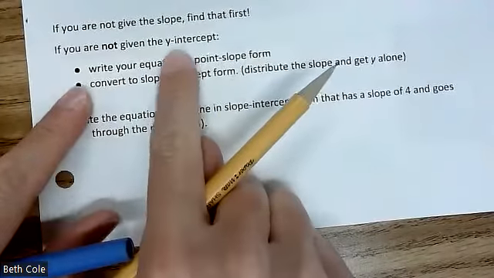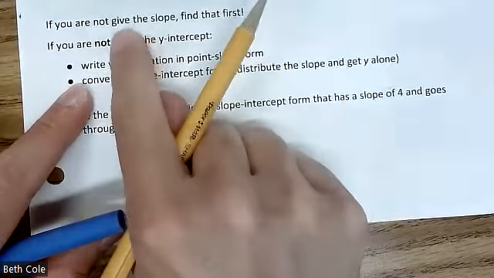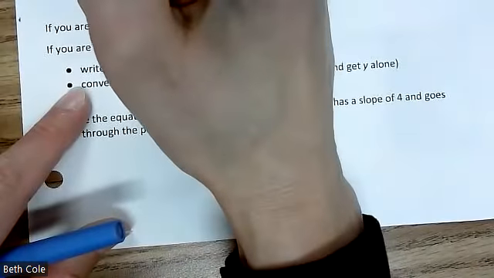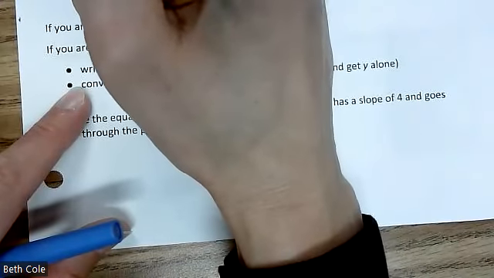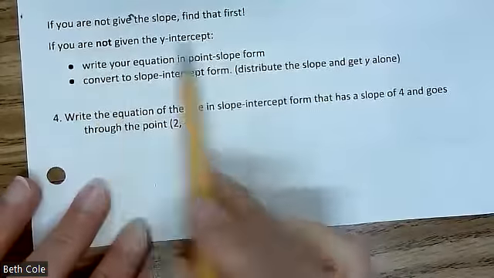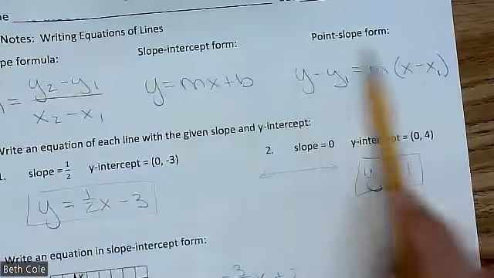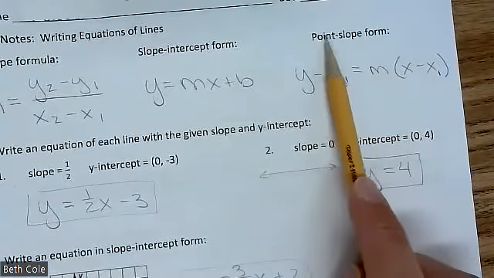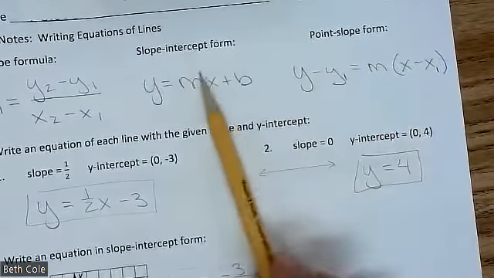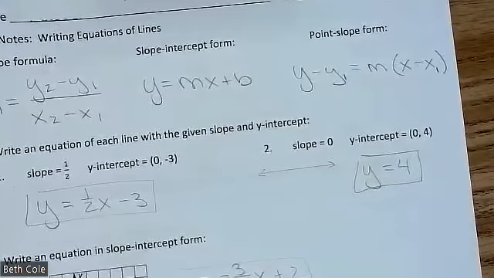If you're not given the y-intercept, you're getting, oh, not given, I'm sorry. That should say not given the slope. I apologize, typo. If you're not given the y-intercept, you're gonna write your equation in point slope form first, because this point can be any point. This one has to be the y, I need to make sure you guys understand this. Don't go to sleep on me.